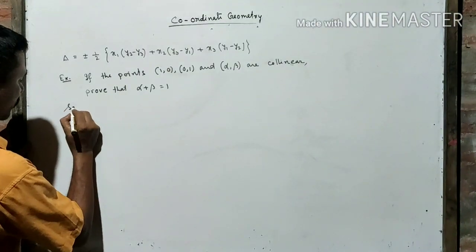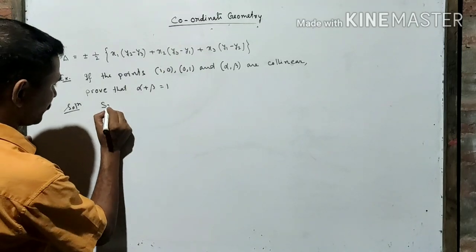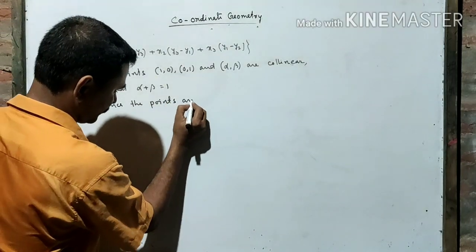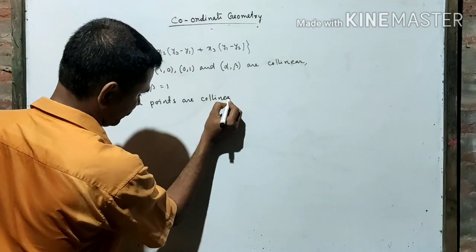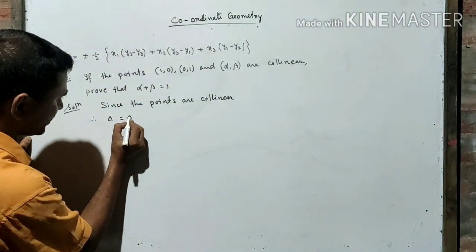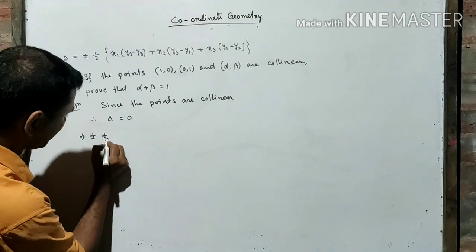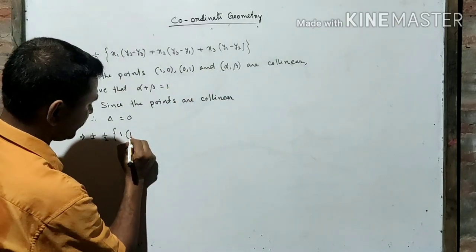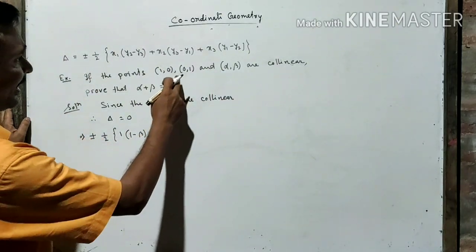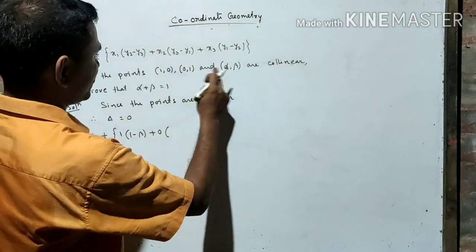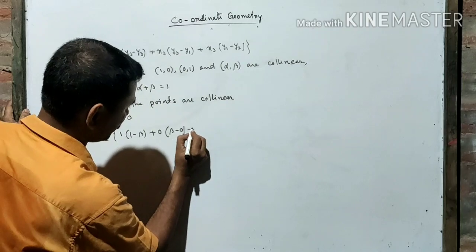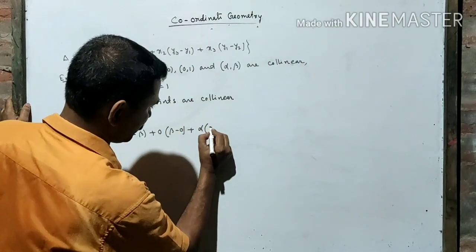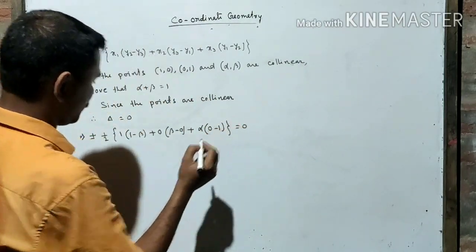So since the points are collinear, therefore the area of the triangle must be 0. Therefore delta is equal to 0. This implies plus minus half x1, that means 1, into y2 minus y3, 1 minus beta, plus x2, 0, into y3 minus y1, that means beta minus 0, plus x3, that means alpha, into y1 minus y2, 0 minus 1, is equal to 0.